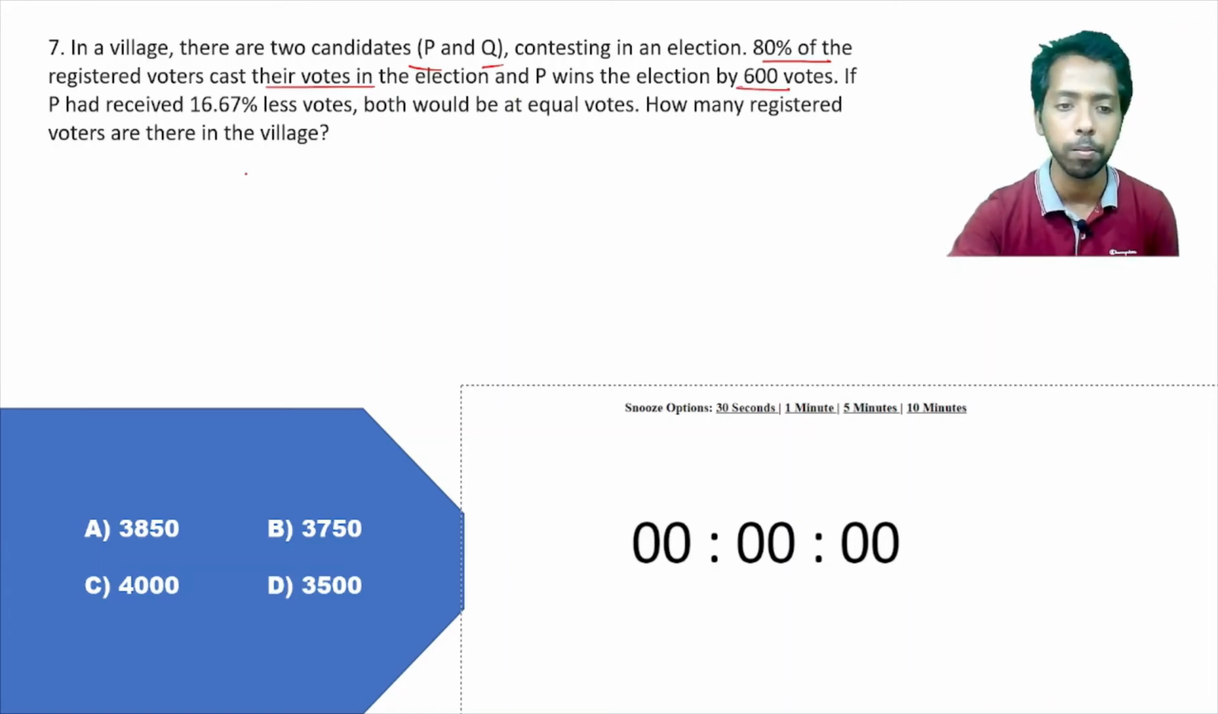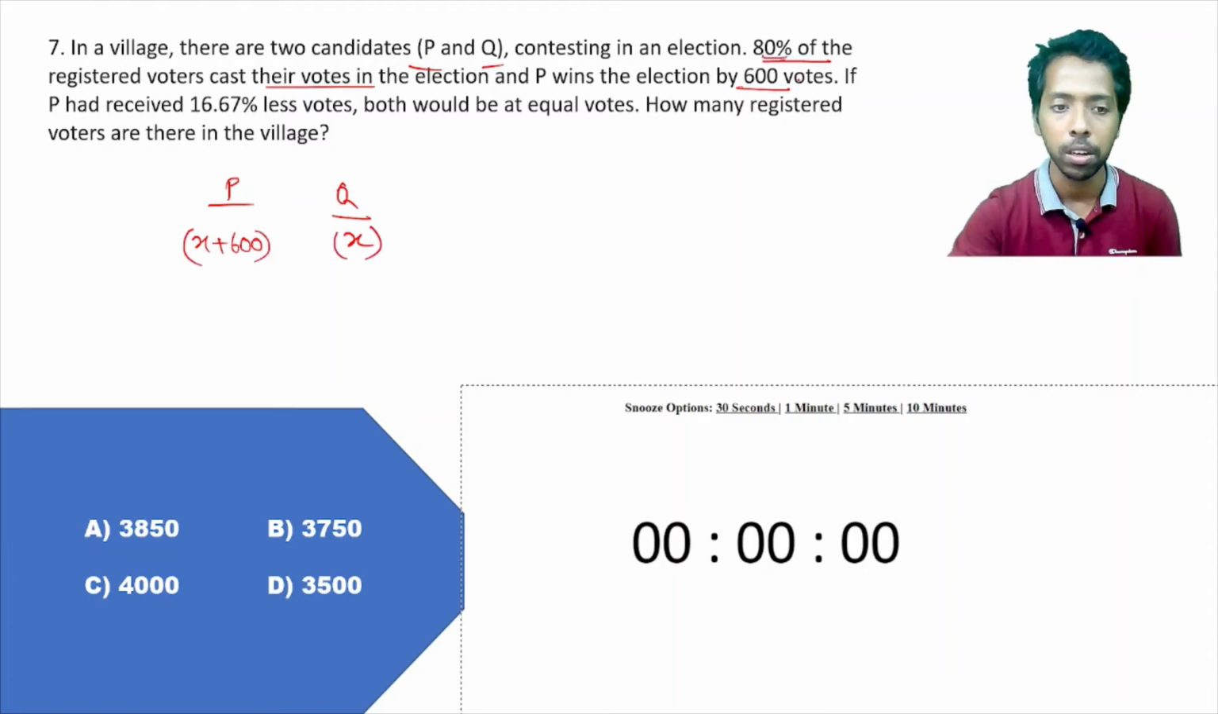So just try to understand this data here. That is, if Q gets X votes, P gets X plus 600 votes. This is the total votes, and 2X plus 600 is equivalent to 80%. Just remember this, don't write it.